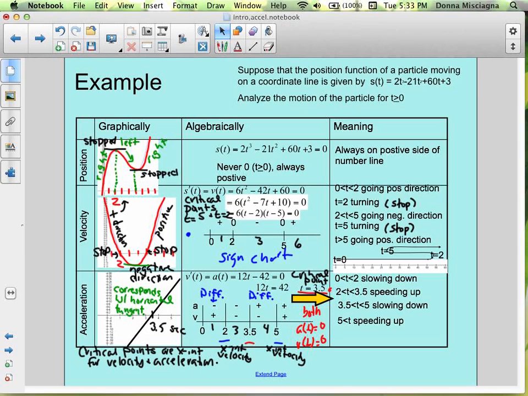All right, so from 0 to 2, the object is slowing down. From 2 to 3.5, it's speeding up. From 3.5 to 5, it's slowing down. And anything greater than 5, it is speeding up. So we can use our velocity and our acceleration equations to be able to describe the movement of an object. We can also compare that with graphs, and we can use graphs to describe the motion of an object.